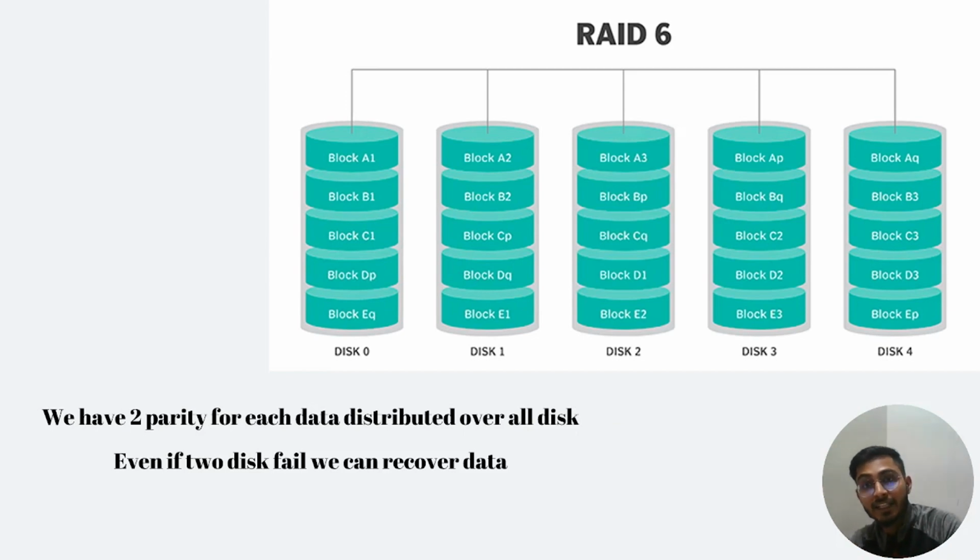And then in RAID 6, same as RAID 5, parity is distributed all over the disks, but there are two parities. So even if two disks fail, you can recover data.